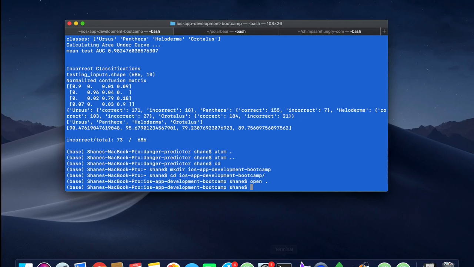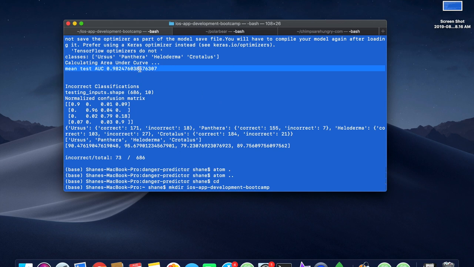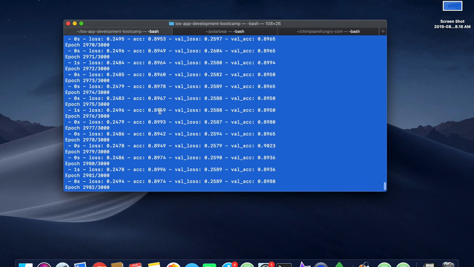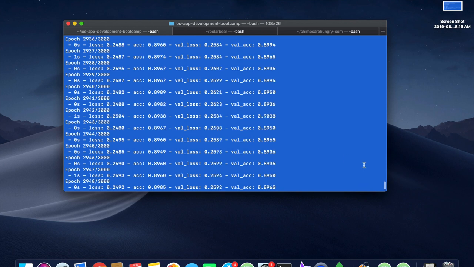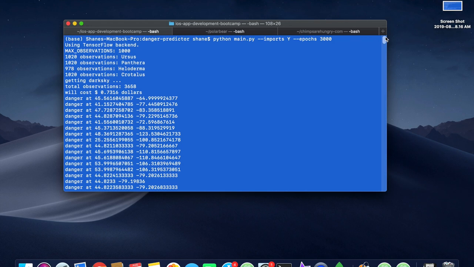3,659 points. Let's see. Do I have this training saved here? My area under the curve this time was 98. Here's the training. It took a few hours to go 3,000 epochs. Let's look at what was put into it. Well, you start by importing to get the observations you want for your genuses. I put a max observation of 1,000.